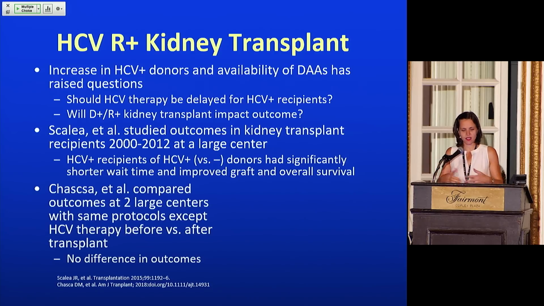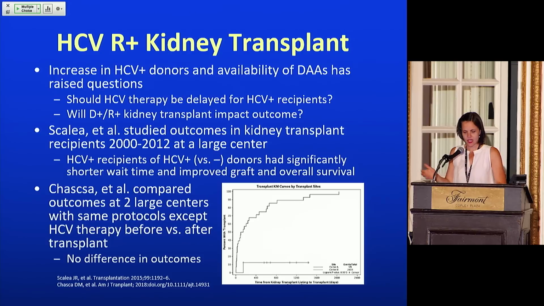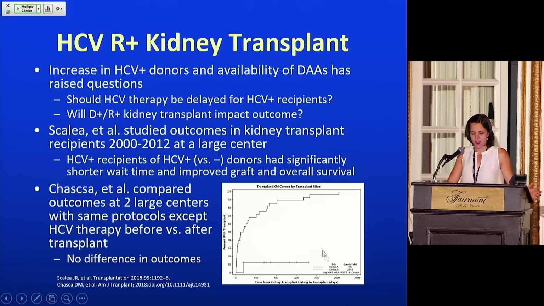And then more importantly, this other fairly clever study from a couple years ago looked at outcomes in 2 different large centers. They were both Mayo centers, and they had the same kidney transplant program scenario, except that one center treated people with hepatitis C before or at the time of listing, and the other one waited to treat people until after they got their kidney transplants. And so they compared the outcomes at the 2 centers. There was no difference.